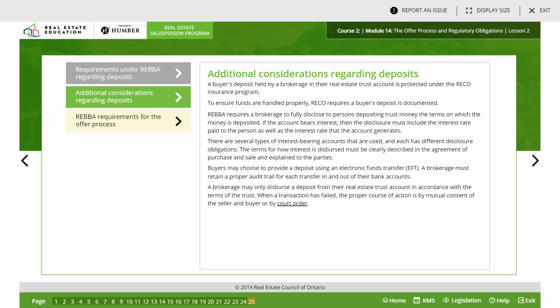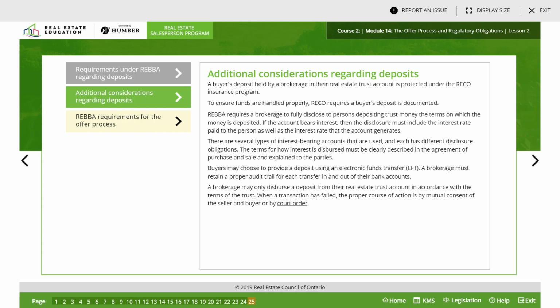There are several types of interest-bearing accounts that are used, and each has different disclosure obligations. The terms of how interest is disbursed must be clearly described in the agreement of purchase and sale and explained to the parties. Buyers may choose to provide a deposit using an electronic funds transfer (EFT). A brokerage must retain a proper audit trail for each transfer in and out of their bank accounts.